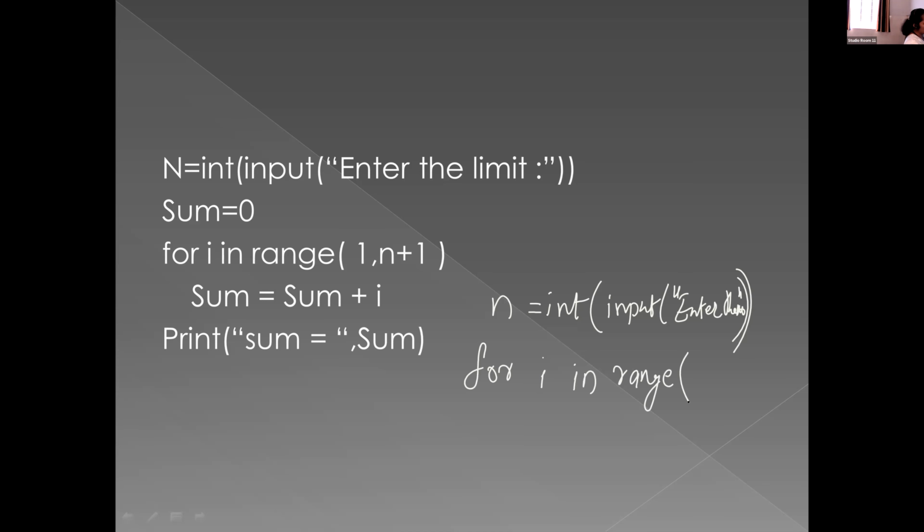What is the starting value? 0? Multiplication does not start from 0. It is 1: 1 into 3, 3, 2 into 3, 6. So the starting value is 1. Then what is the ending value? 10. Now we can consider only 10. So for I in range 1, 11. Is it clear, Ashwin?